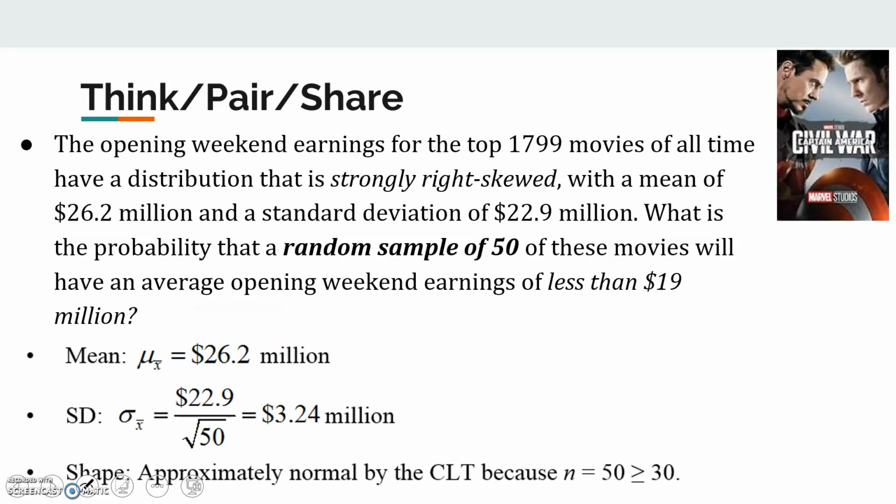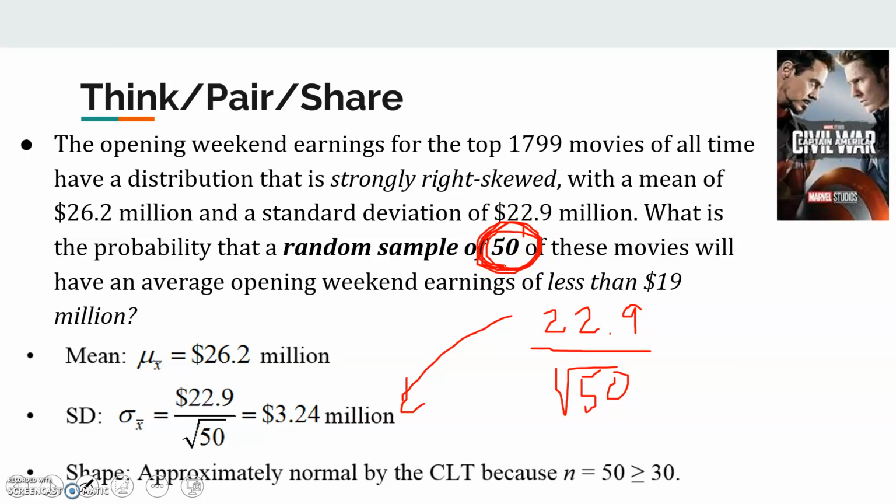Just like in the last example, you want to find the mean of your sampling distribution, which is 26.2. You want to find your standard deviation, which is the population standard deviation divided by radical n. That gives you 3.24 million. The shape is approximately normal by the CLT because the key number here is 50, a sample of 50, which is much larger than 30. So we are good to go.